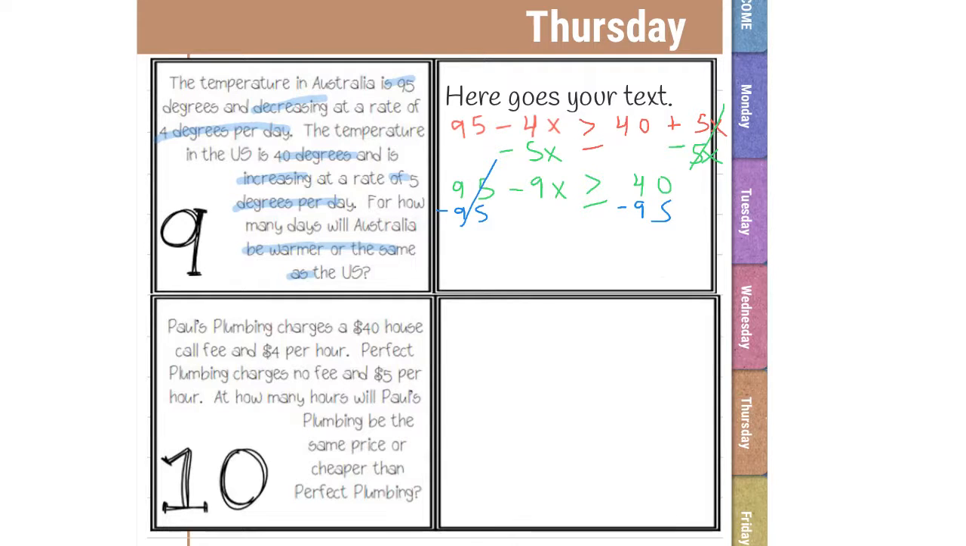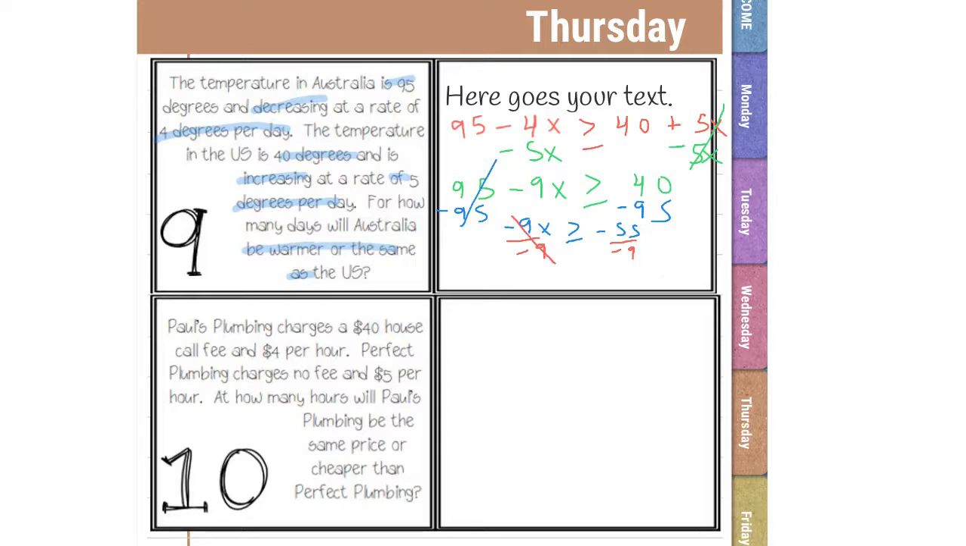This reduces to 0, and I'm left with negative 9x. The sign stays the same. 40 minus 95, well, that is just negative 55. And then I need to move my negative 9. So that is negative 9 times x. How do I undo multiplication? Well, I divide. So I'm going to divide by negative 9 on both sides.